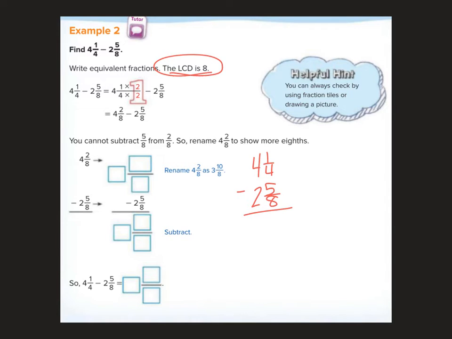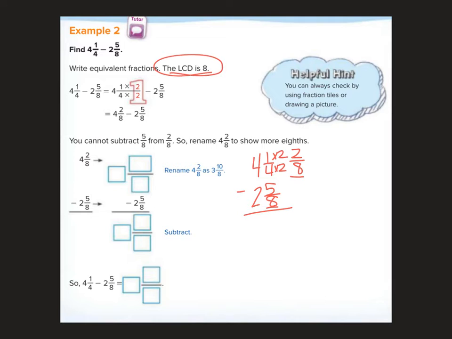Now notice, they do not have common denominators. So our first step is that we need to get that. So I'm going to multiply by 2 to get 2/8 minus 5/8. Now you notice the problem here. I'm doing 2/8 and I'm subtracting 5/8.